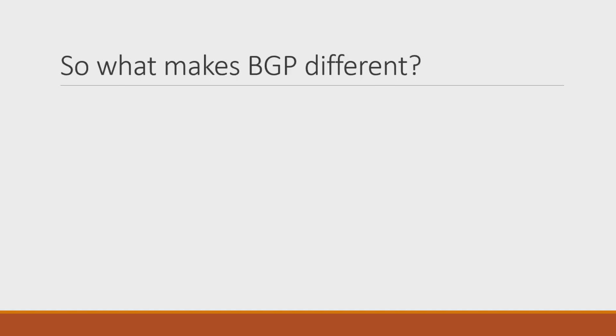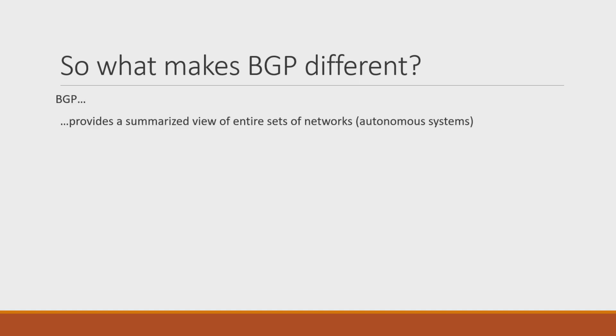BGP has a very different set of goals than IGPs. First, it provides a summarized view of prefixes for groups of routers. We call this group of routers under someone's control an autonomous system, or AS. An AS may be under the control of a company, a set of companies, or maybe even a small team. The main point is that routers outside of the AS are not under the control of that AS.